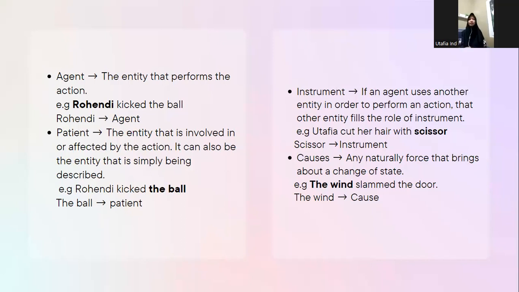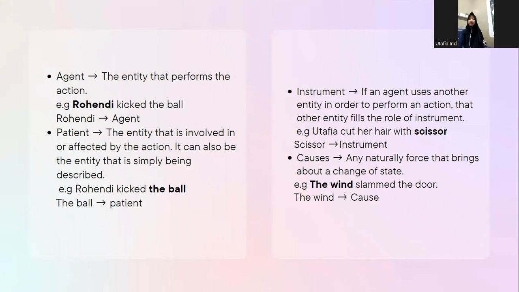To study semantic roles, we notice that there are 8 different roles that a word plays in a sentence. First of all is agent. In a sentence, any entity that performs the action is called agent.